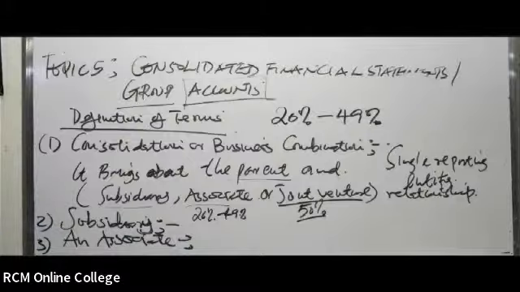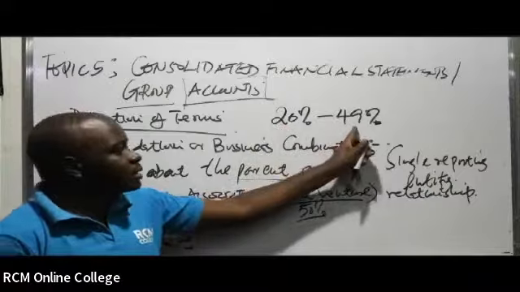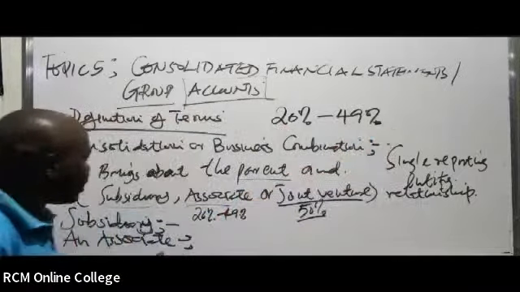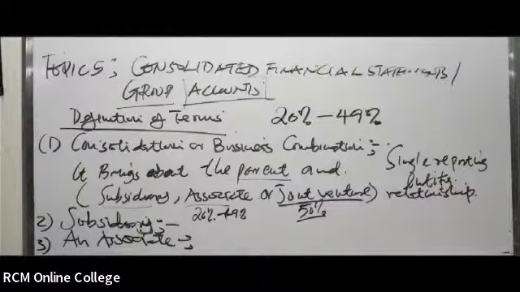So a company in which, in this case, another company has acquired an ownership stake of 20% to 49% of the shares, that kind of a company, we call it what? An associate. We call it an associate.